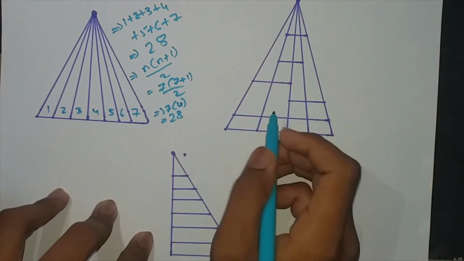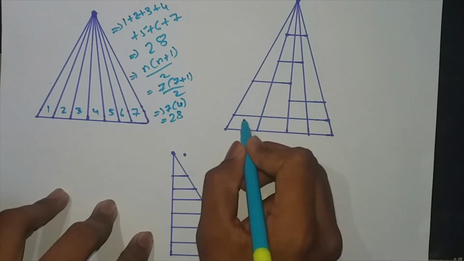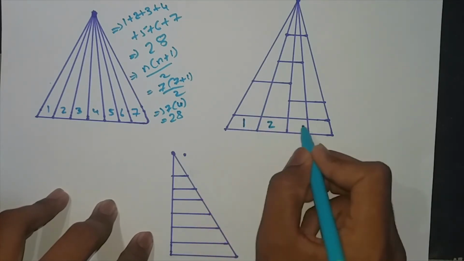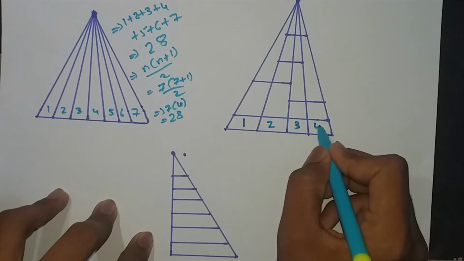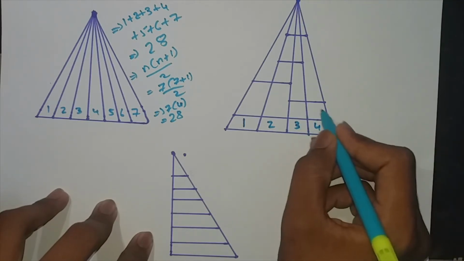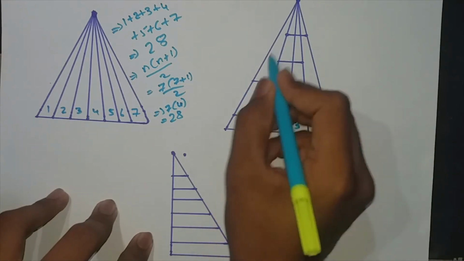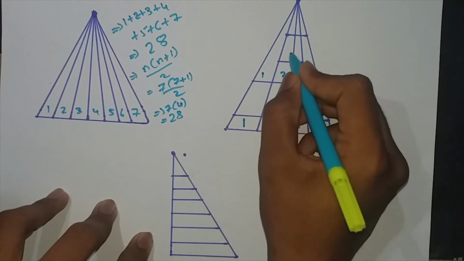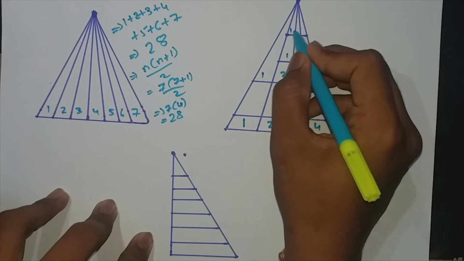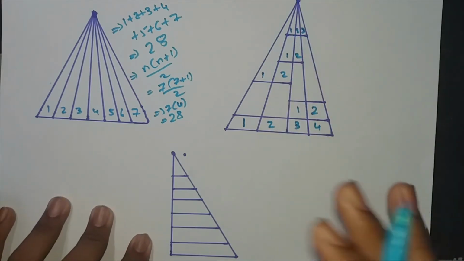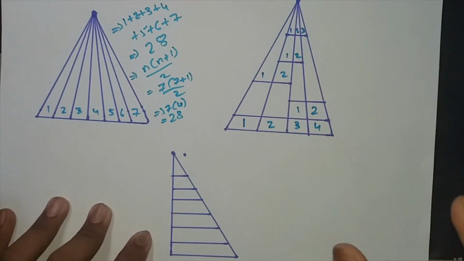So write natural numbers for every part. That means this is the first part, this is the second part, this is the third part, this is the fourth part. And for this section also you write natural numbers. For this section you write natural numbers. For this you write natural numbers. For this also you write natural numbers. So you have written natural numbers, so you have to add.